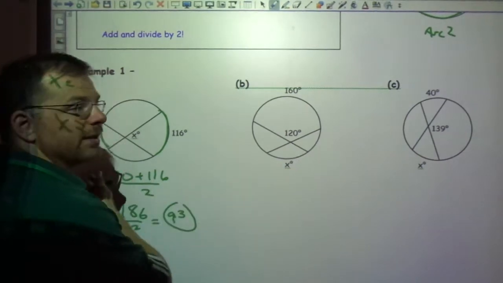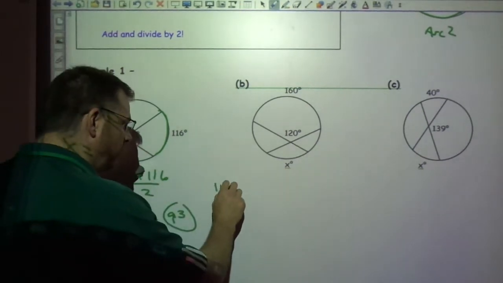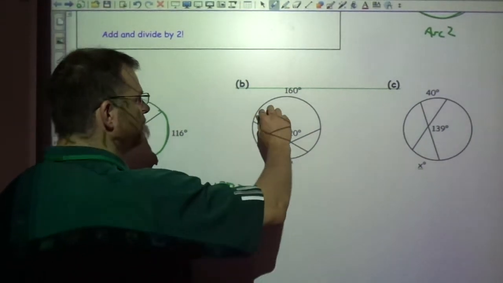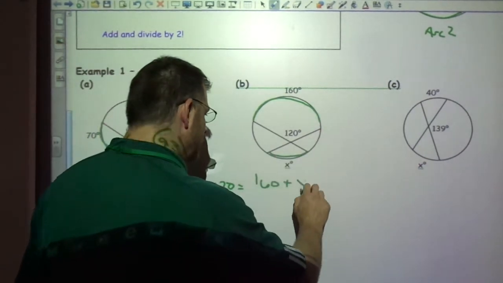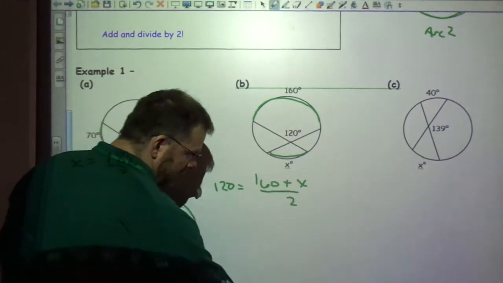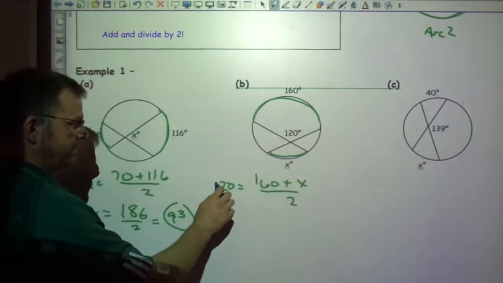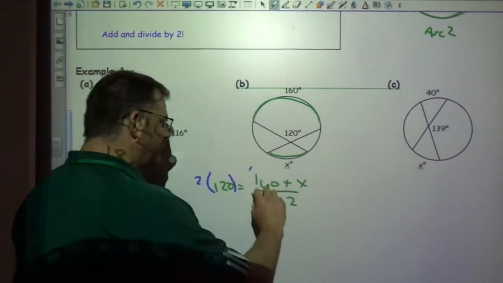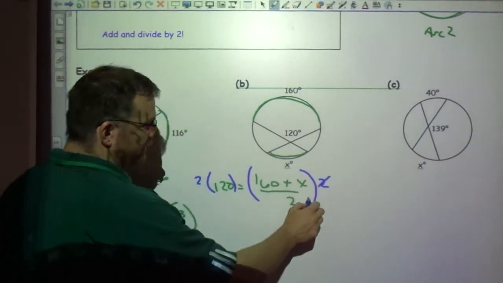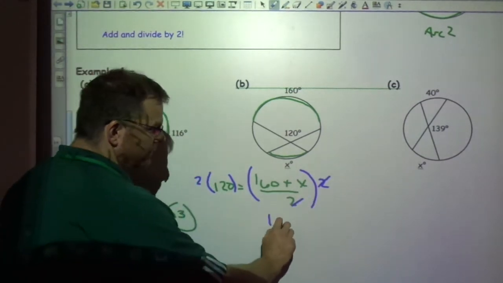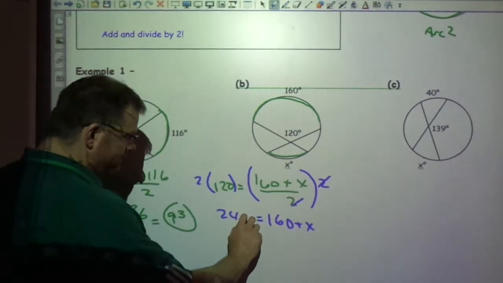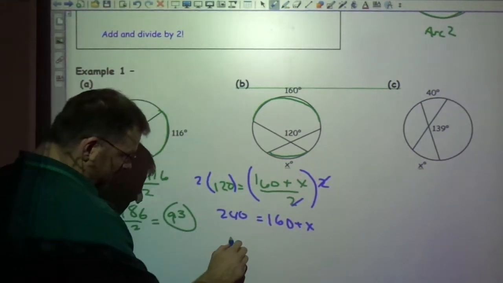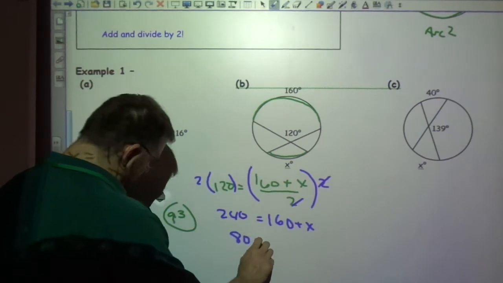This kind is not quite as easy because they give us the angle, but they don't give us one of the arcs. But let's set up the same relationship. We know that the angle is equal to arc 1 plus arc 2 divided by 2. Now from here, to get rid of the dividing by 2, let's multiply both sides by 2 so that it cancels the 2 and just leaves the numerator left. And over here, this will be 240. Now we subtract the 160, and I believe that is 80.